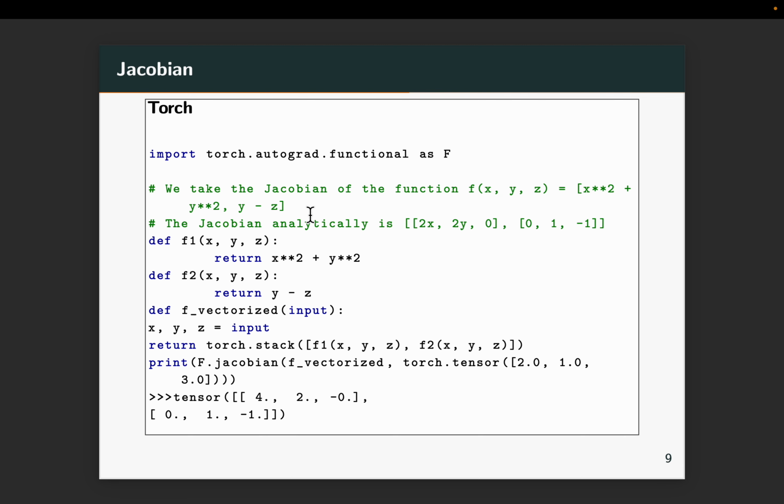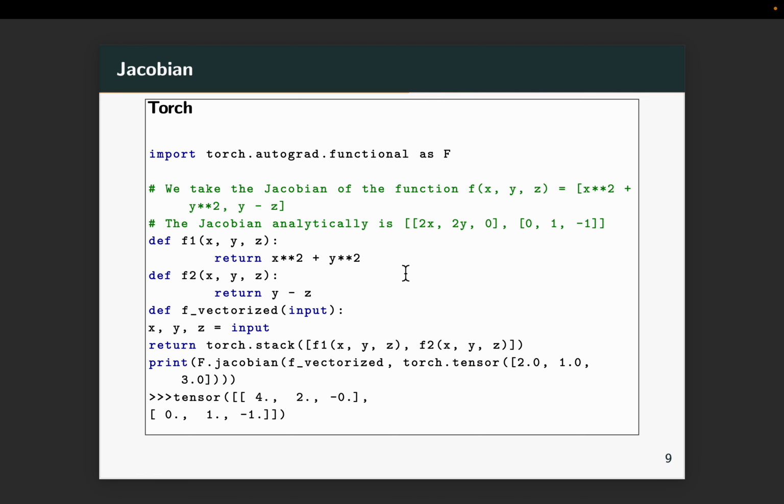So all I've done here is that I've created 2 functions, f1 and f2, which correspond to the 2 elements of the vector I'm trying to create. So x square plus y square, and my second one is y minus z. There is a bit of an error, the code is not indented, but essentially when you want to compute the Jacobian, all you do is you call the Jacobian of the function and you send in the values at which you want the Jacobian to be calculated.